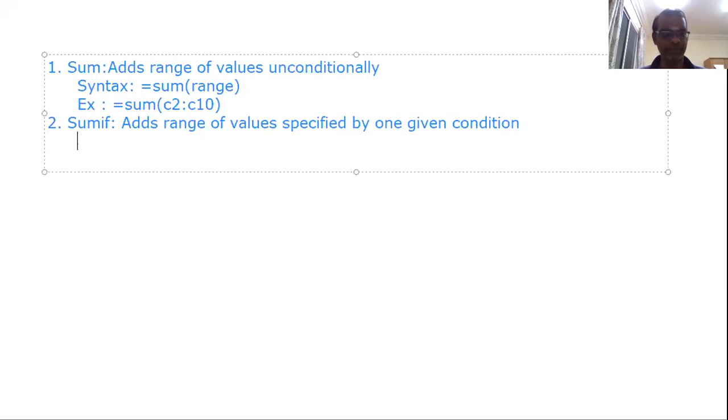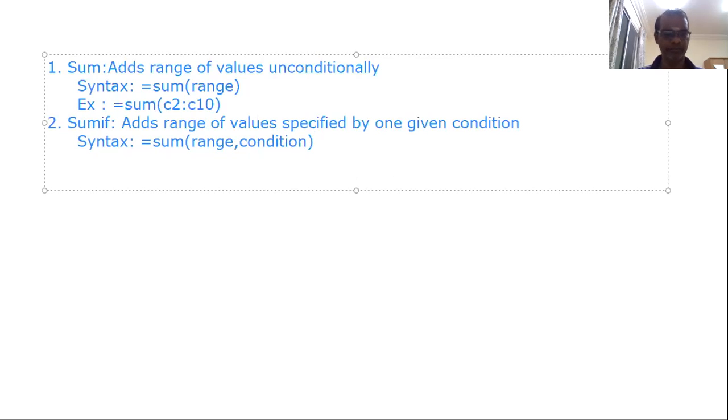We will see the syntax here. Equal to SUMIF. First we should have the range, then comma, then one condition. Either you can call it a condition or criteria. Example: equal to SUMIF, C2 colon C10, comma, within double quotes, greater than or equal to 35.